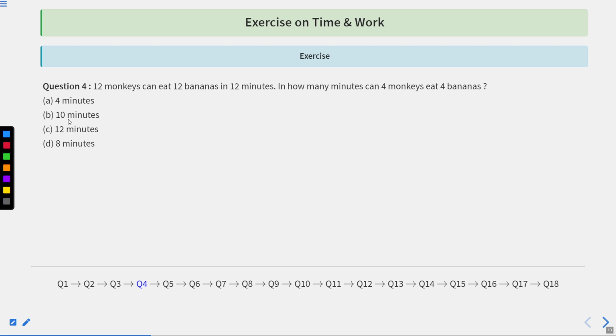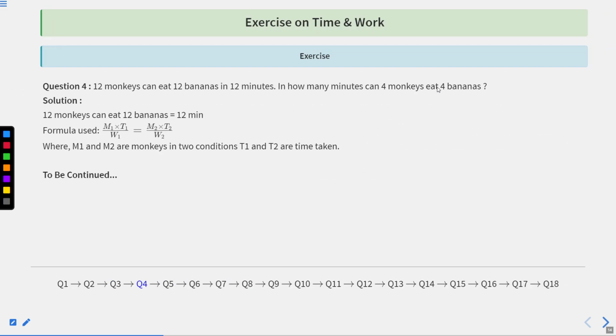Question number 4. 12 monkeys can eat 12 bananas in 12 minutes. In how many minutes can 4 monkeys eat 4 bananas? So 12 monkeys can eat 12 bananas in 12 minutes, this is given in the question.